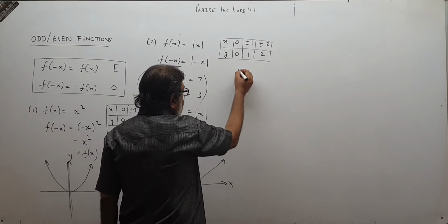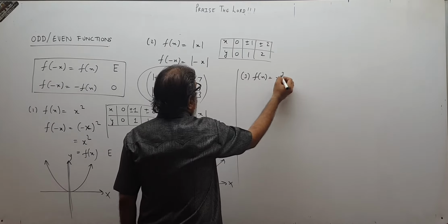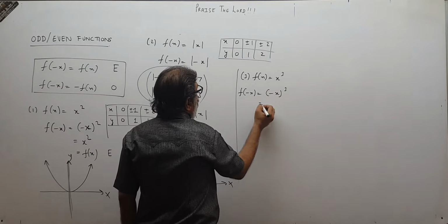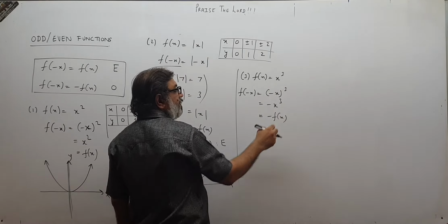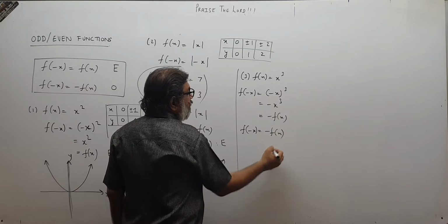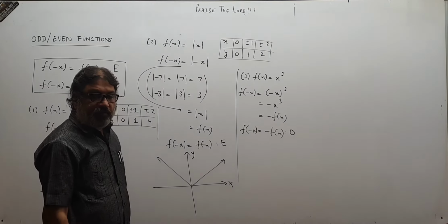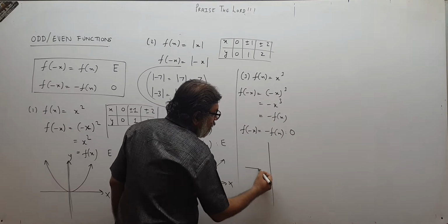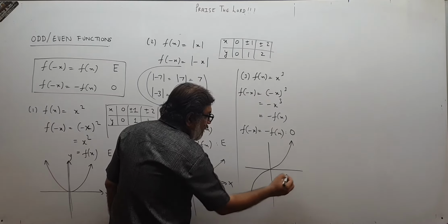Let us proceed. Supposing I am having a third example, f(x) equal to x cube. So what will be f of minus x? That will be minus x cube, and that is minus f(x). X cube is f(x). So f of minus x is coming out to be minus f(x). Therefore this is an odd function. If you draw the graph of y equal to x cube, it will come out to be like this. This will be the graph, x-axis and y-axis.